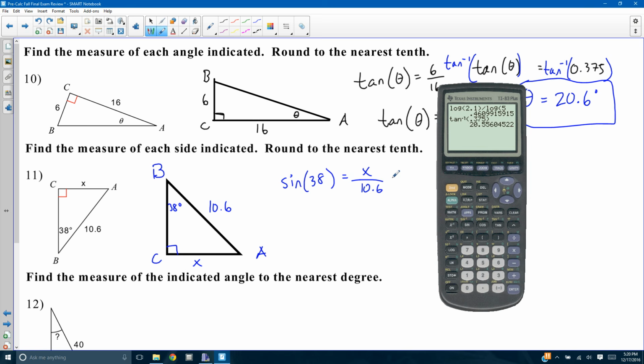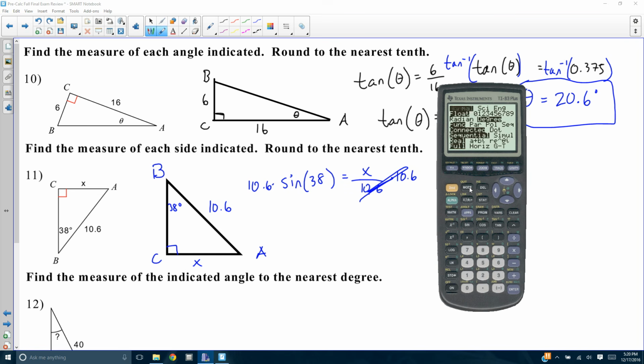And what should we do? Multiply both sides by 10.6. This is what x is going to equal: 10.6 times the sine of 38 degrees. Now, knowing that we are in degrees in the problem, make sure that you're in degrees on your calculator, which we are. So we're going to be doing 10.6 times the sine of 38 degrees.